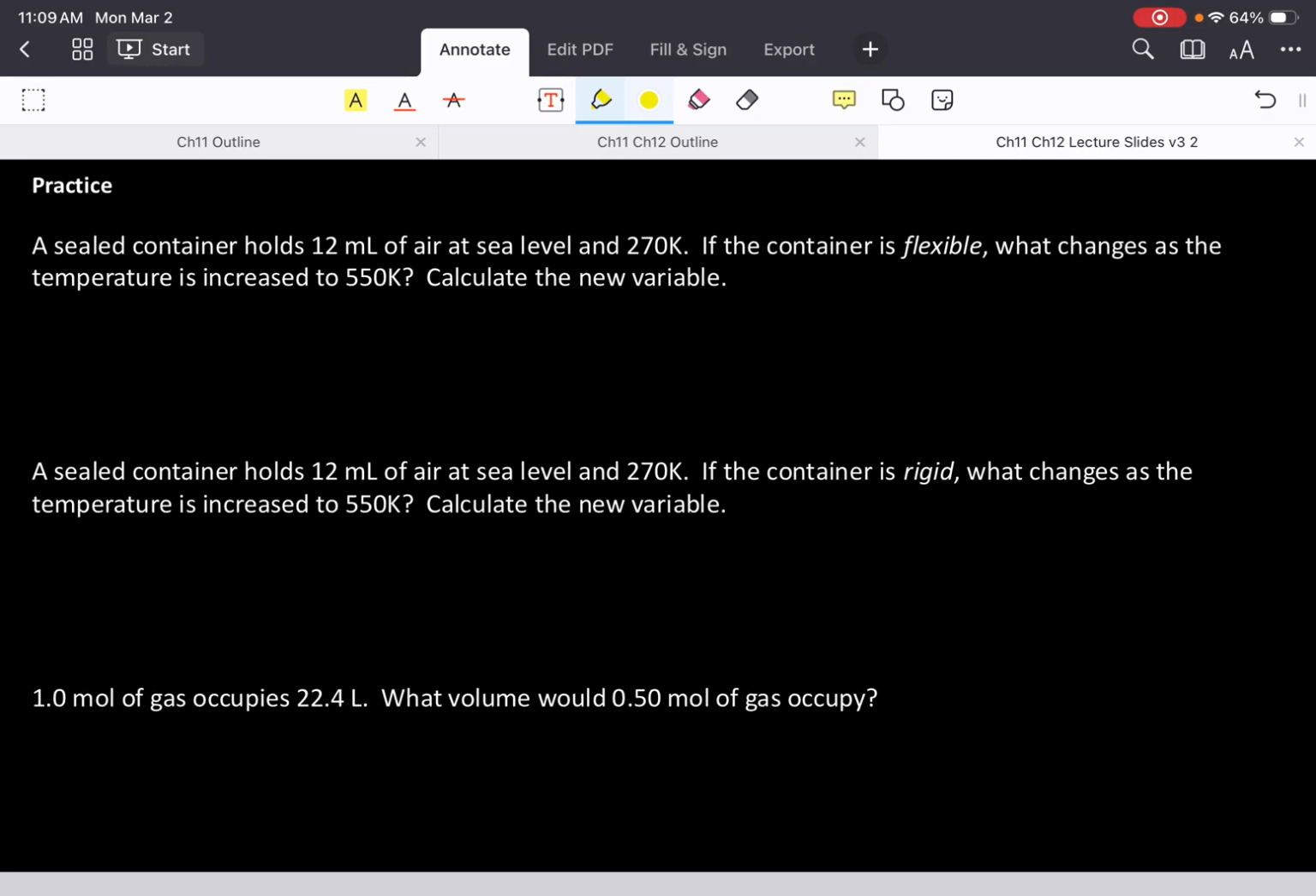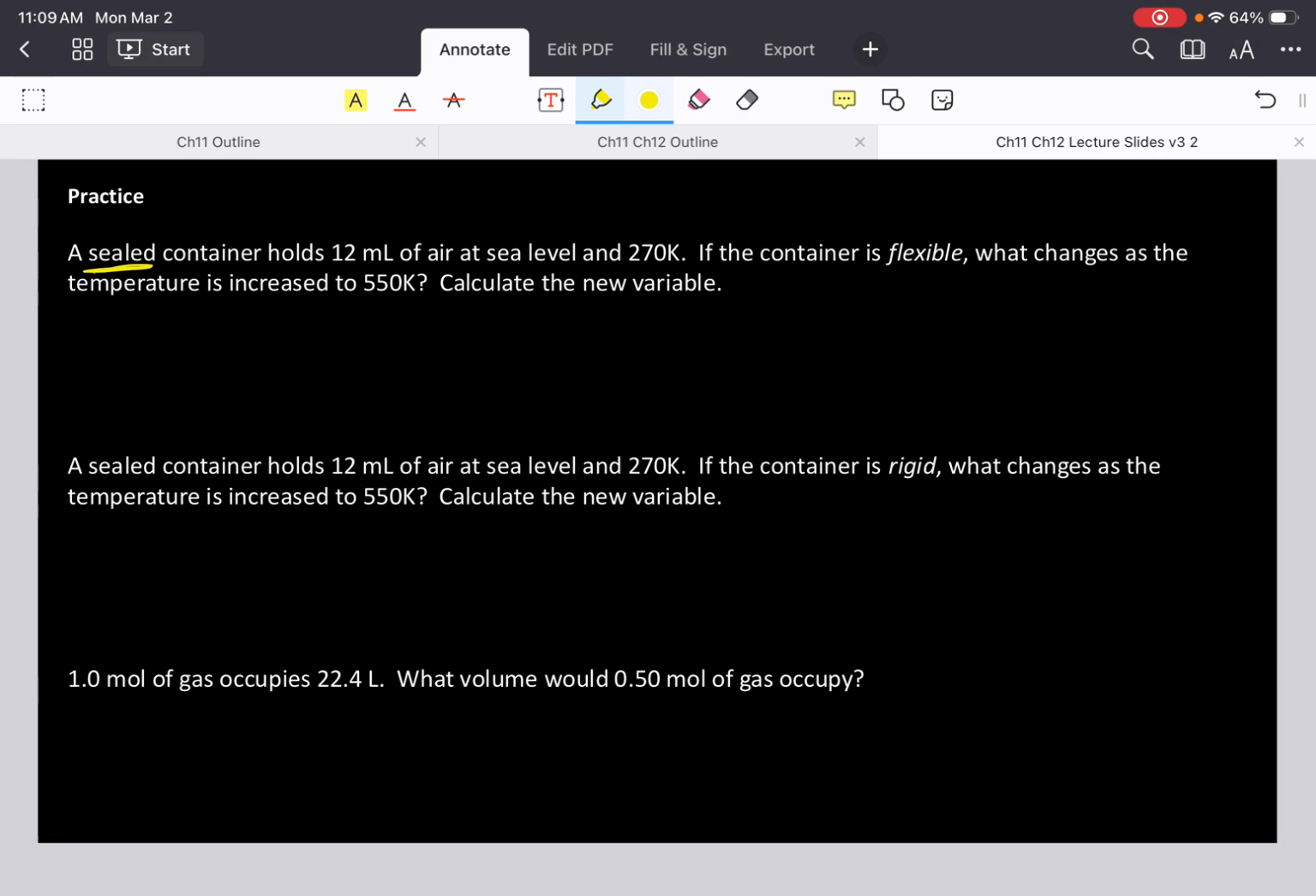All right, talking about how to solve them. It says a sealed container. If it is sealed, what does that imply? Sealed tells us that N is constant. Gas is not getting in or out, so I can cross N off of things to consider. It holds 12 mL, so this is a volume of air at sea level. That's telling us 1 atmosphere, so that's our P. And 270 Kelvin, so this is our T.